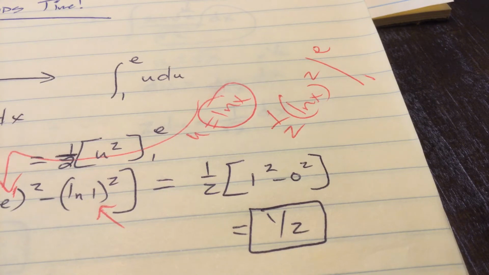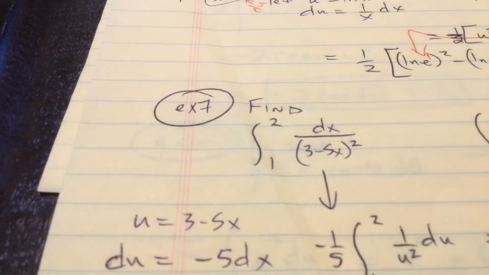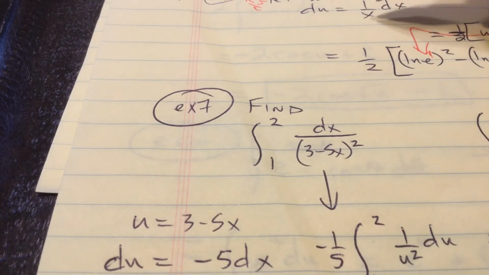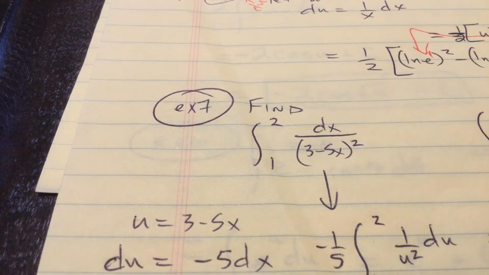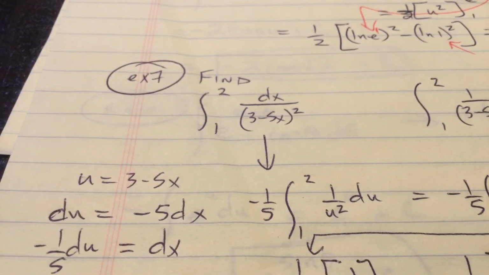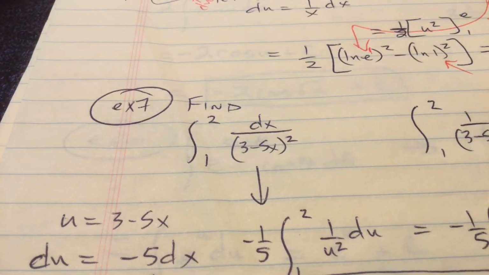Okay, now I'll show you how we can just change the bounds right from the get-go. We don't have to worry about resubstituting something in. See, I had to substitute something with u in for x, then I had to put that x back in with bounds. It's a little too much. Okay, so find that, evaluate that integral.